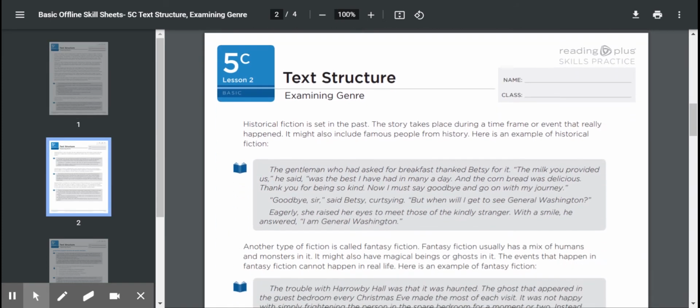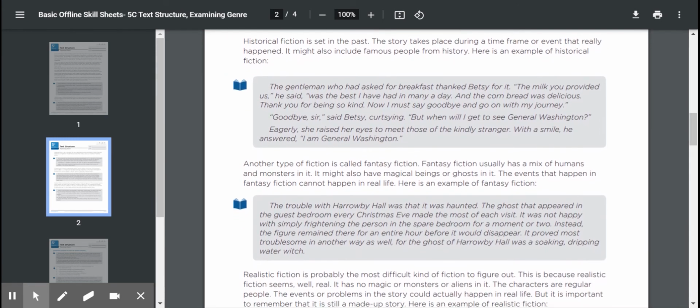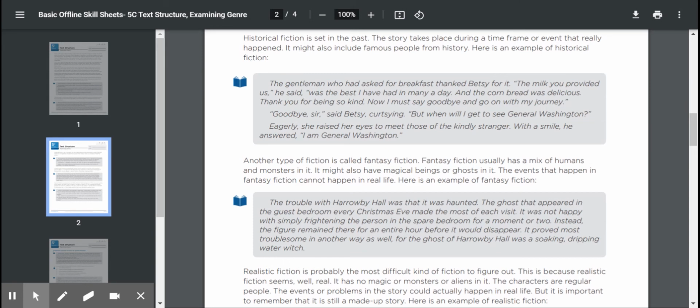Historical fiction is set in the past. The story takes place during a time frame or event that really happened. It might also include famous people from history. Here's an example of historical fiction.